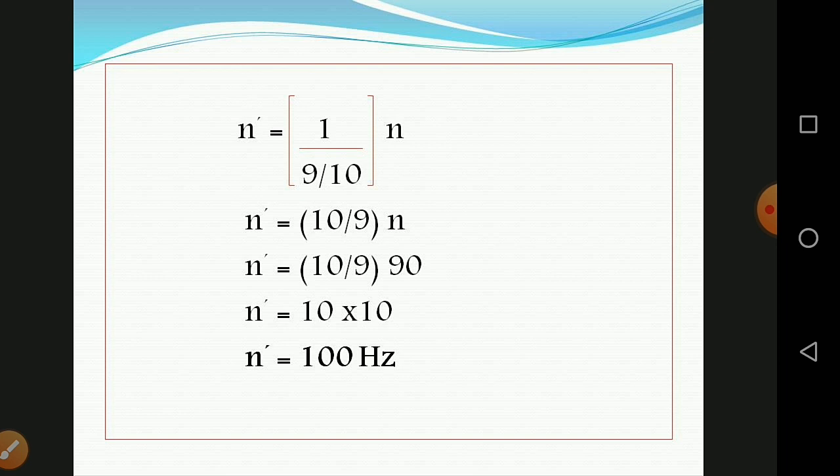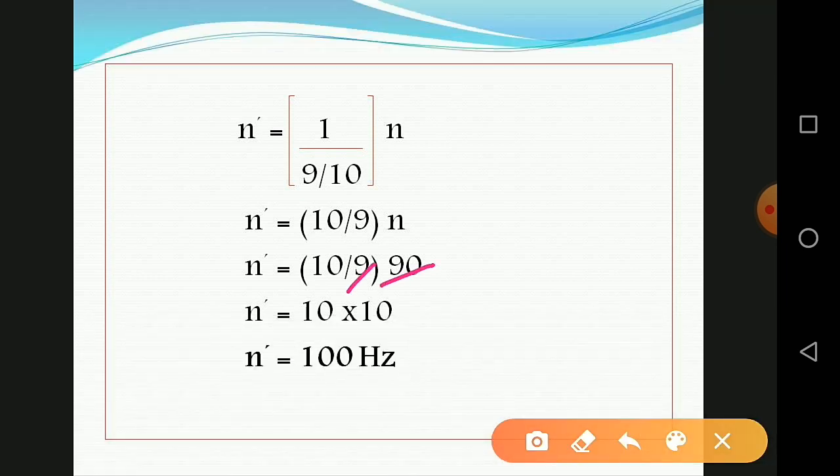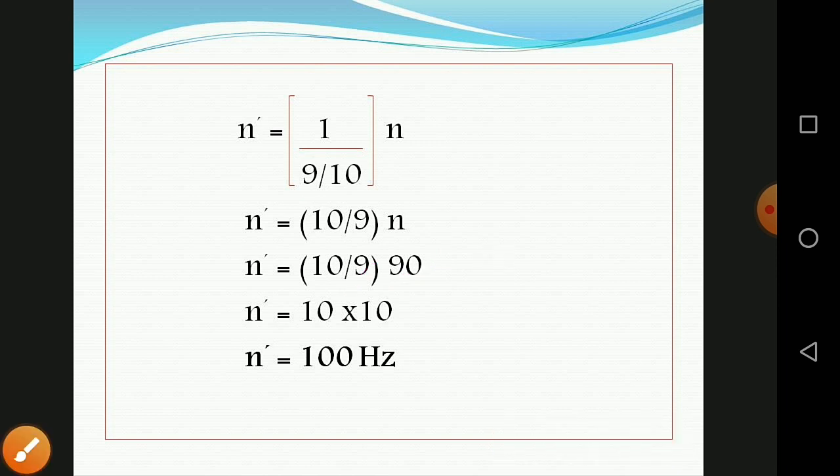Already we know n. So n is equal to 90. So we substitute the values. n dash is equal to 10 divided by 9 into 90. So we cancel the 9: 9 ones are 9, 9 tens are 90. So 10 into 10 is equal to 100 hertz. n dash is equal to 100 hertz.